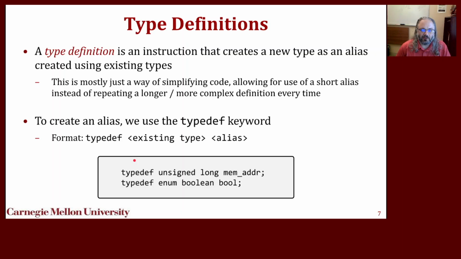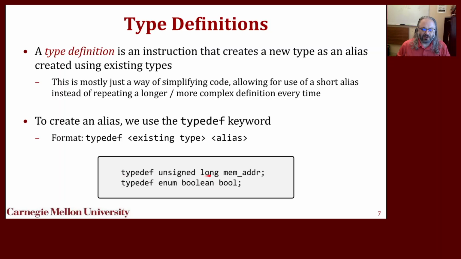Now, in C, the way we do a type definition is we use the typedef keyword. And the way we use the typedef keyword is we say typedef, we give an existing type, and then we give the alias. So let's say, for example, I'm going to be doing a lot of programming with unsigned long integers. And I'm going to be doing that because I'm going to be referring to a lot of memory addresses. Well, typing unsigned long is a lot of characters. If I'm doing this purely for memory addresses, maybe I can just create a typedef called memaddr. So here, this line of code will do exactly this.